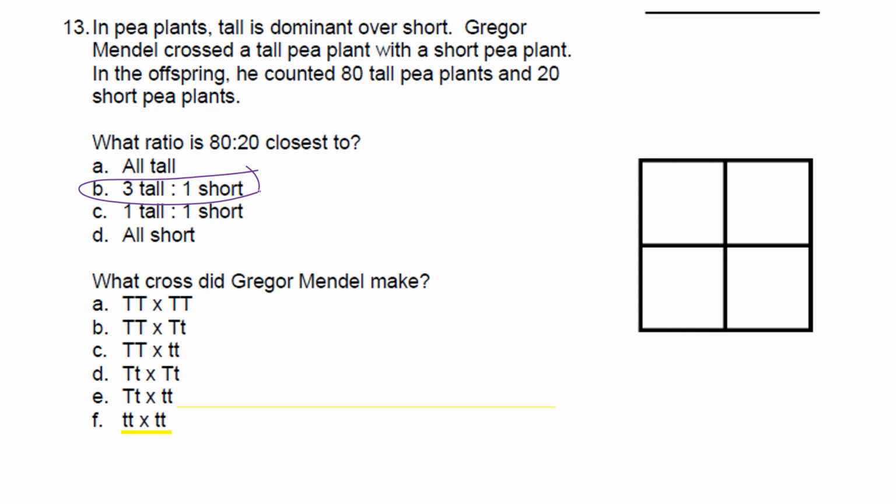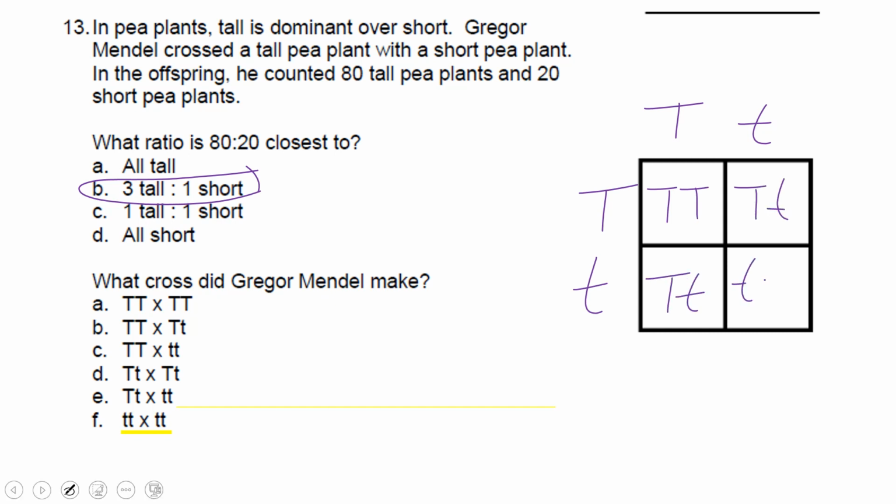Well, anytime Mendel got a 3-to-1 ratio, it was because he was crossing two heterozygotes, a big T, little t situation, like this. As we fill it in, what you will see is the same thing we've seen over and over again. You end up with 3 that have the dominant phenotype, tall in this case, for every 1 that has the recessive phenotype, which is short in this case. So he crossed 2 heterozygotes, big T, little t times big T, little t.